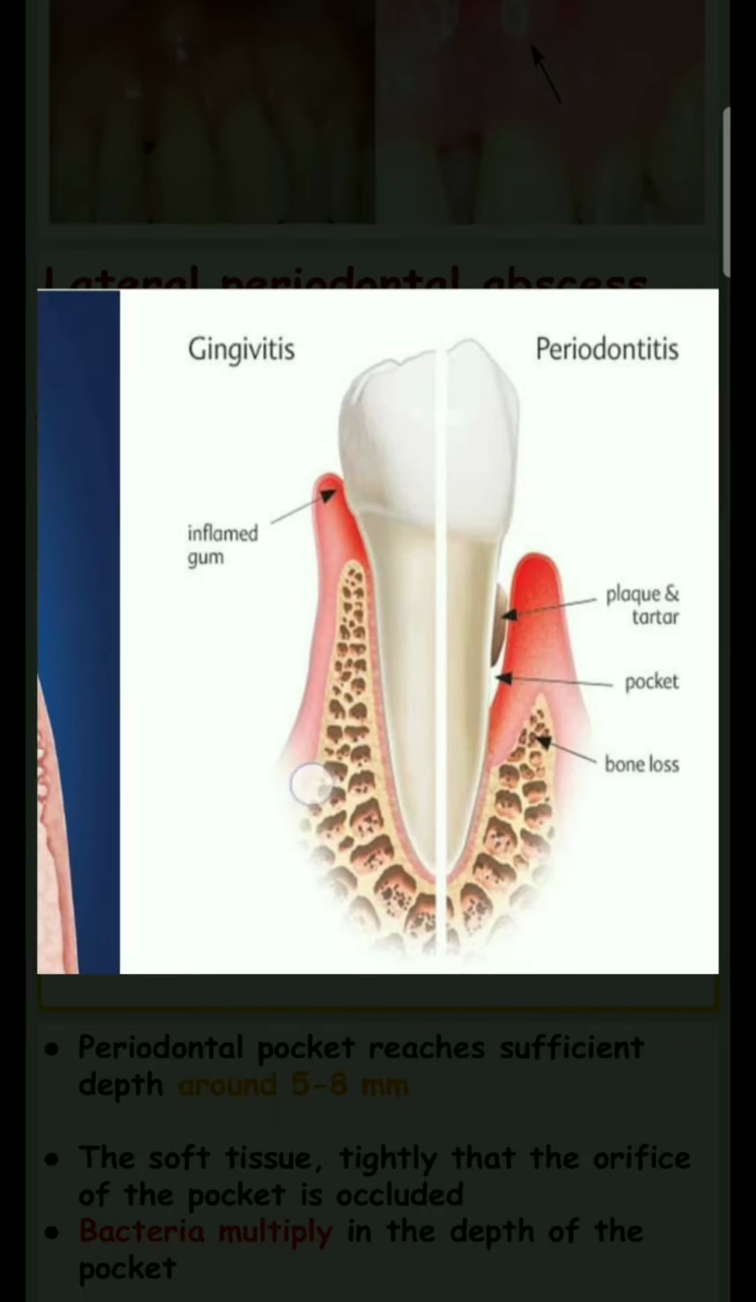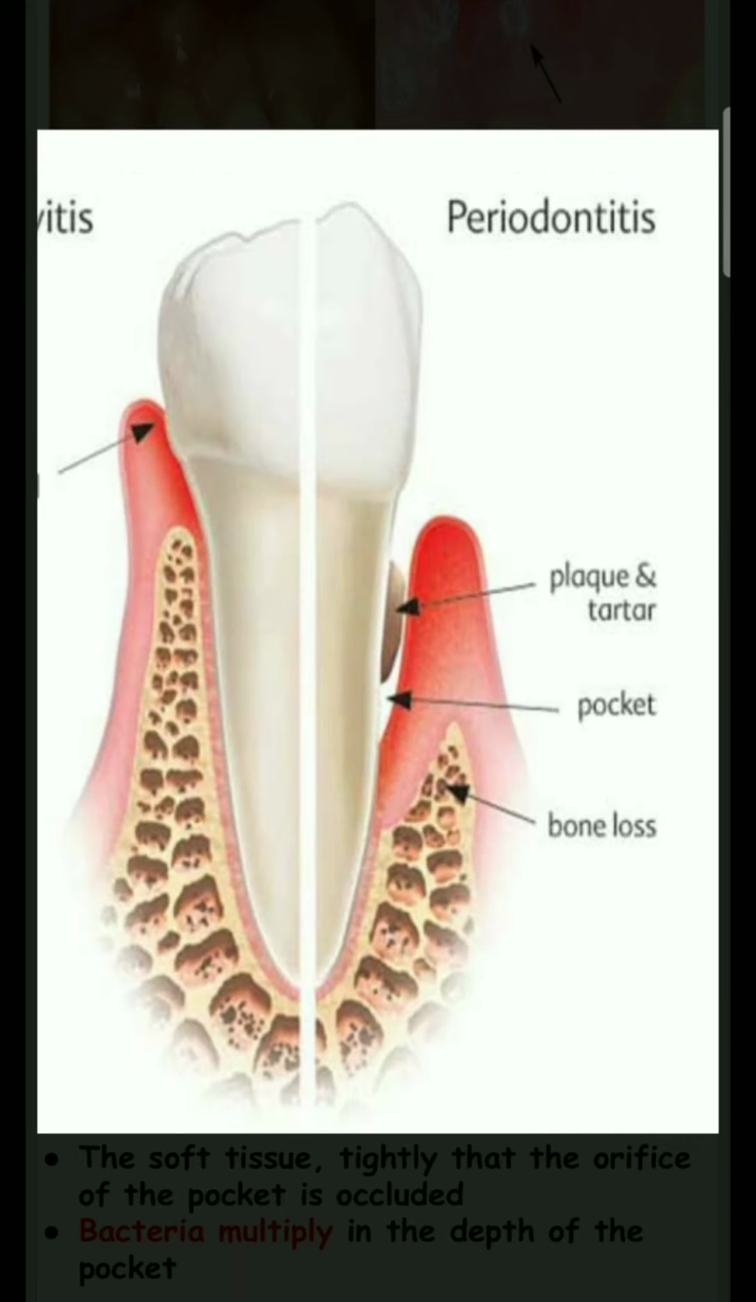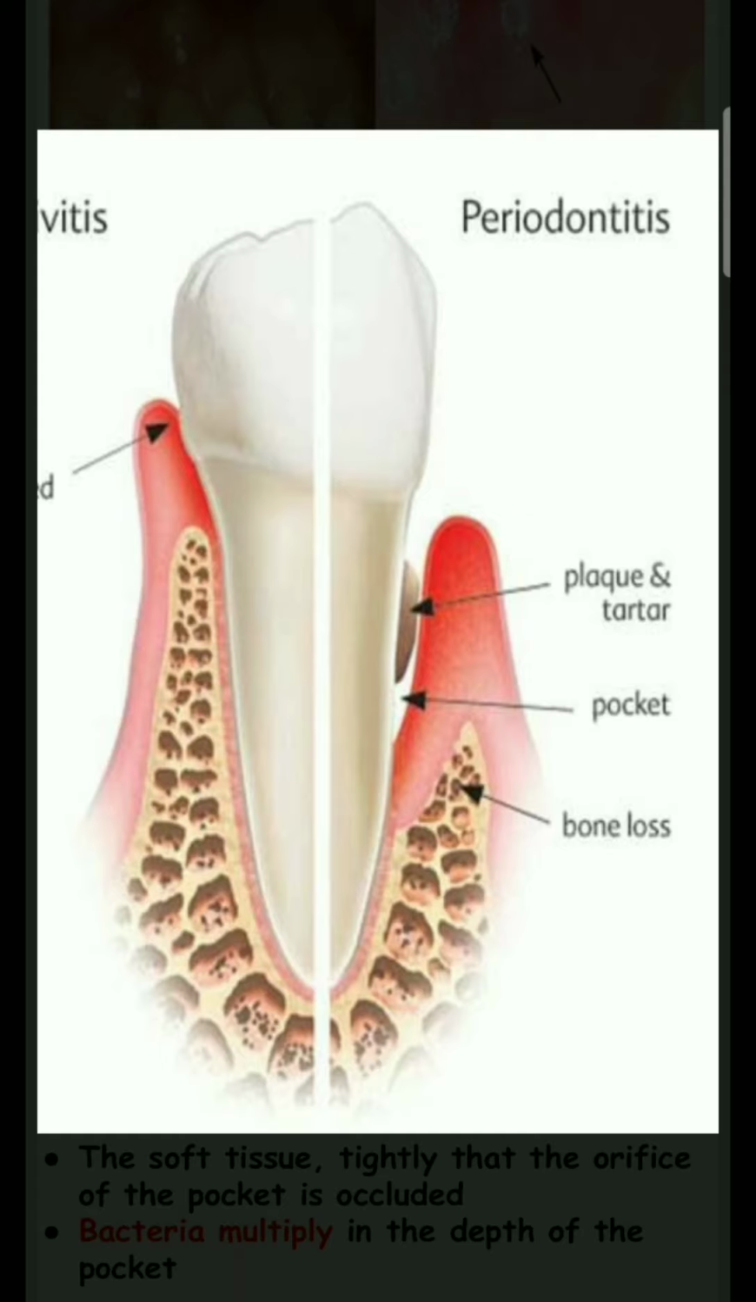So plaque formation is the major factor that leads to the formation of the abscess, which damages the cortical plate and leads to tooth mobility.